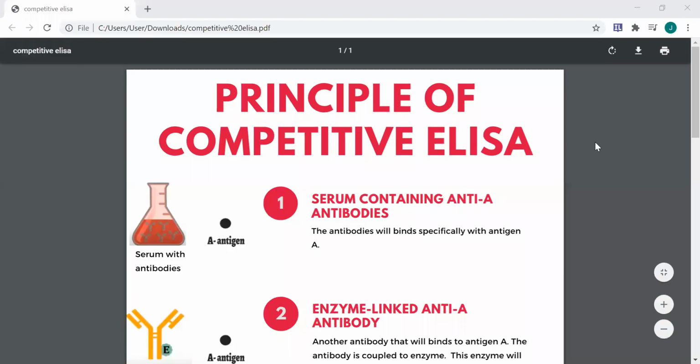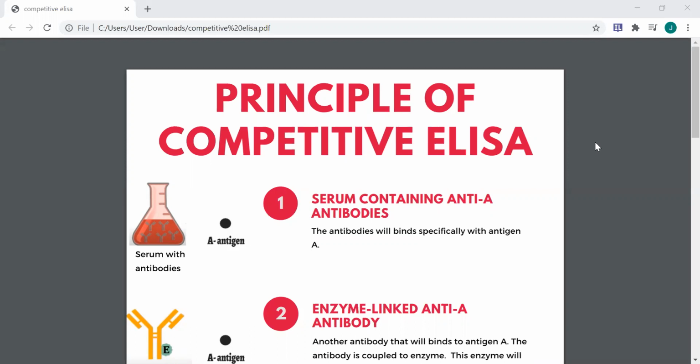Hello everyone. I'm going to explain the principle of competitive ELISA. The use of competitive ELISA is to know the concentration of antigen or antibody. In this example, I'm going to explain how to know the concentration of antibody.